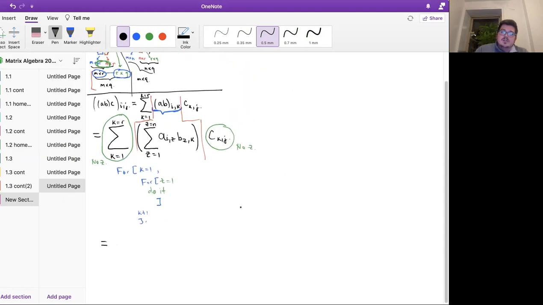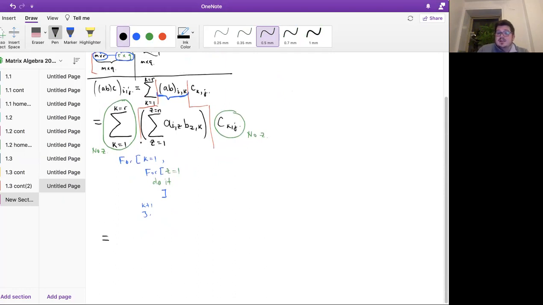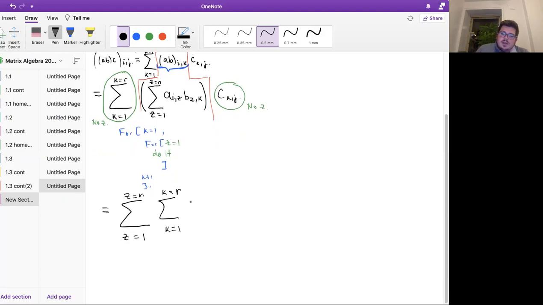So instead of the first sum outside being K's and the second being the Z's, why don't I make the first one be the Z's and the second one be the K's? Do this with normal addition. And what's left is A_IZ, B_ZK, and then C_KJ. So I'm doing a couple things here. First of all, I'm distributing the C term inside the sum. Think of it as a constant. There's no Z in here.